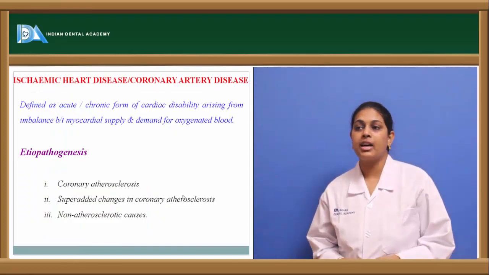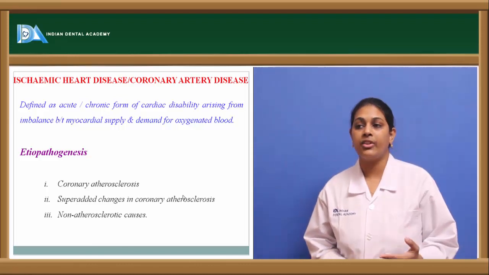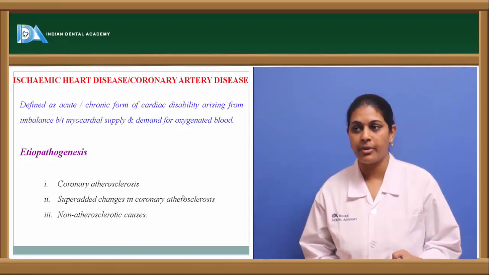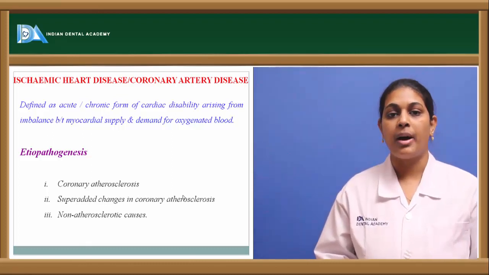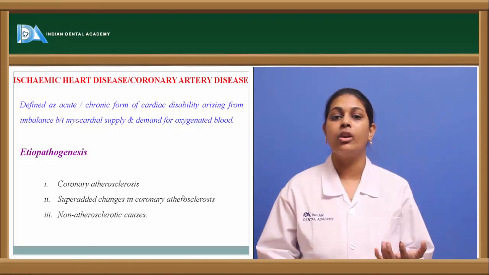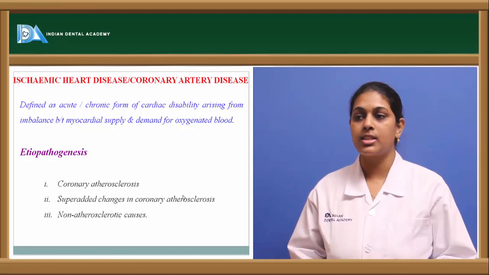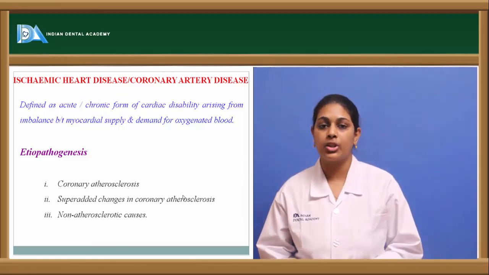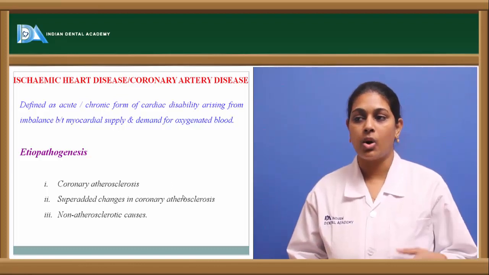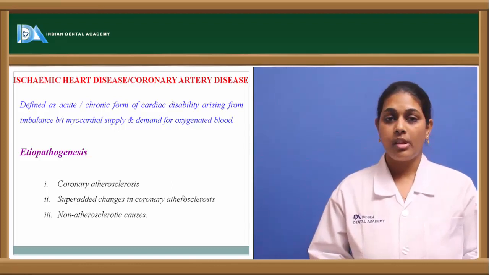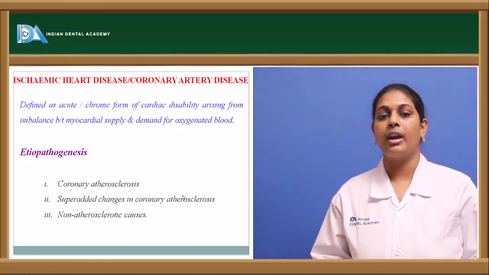Next coming is ischemic heart disease, otherwise known as coronary heart disease or coronary artery disease. It is usually defined as an acute or chronic form of cardiac disability which arises from an imbalance between myocardial supply and demand for oxygenated blood. So this is ischemic heart disease, also known as coronary artery disease. Coming to the etiopathogenesis, it is most commonly because of coronary atherosclerosis, as already described. Because of any atheroma formation, ischemic heart disease can occur.